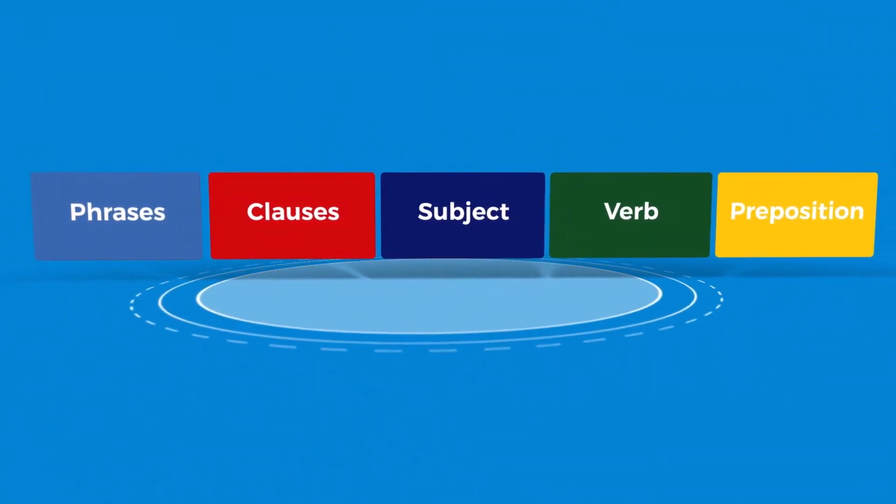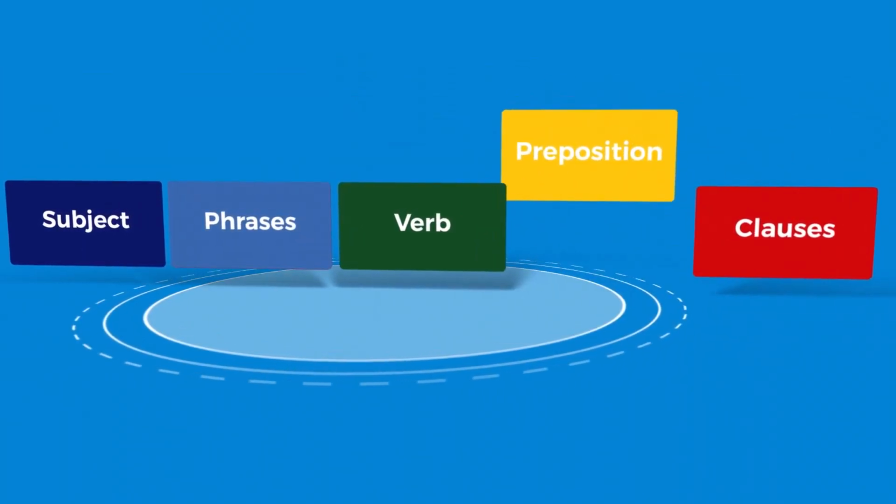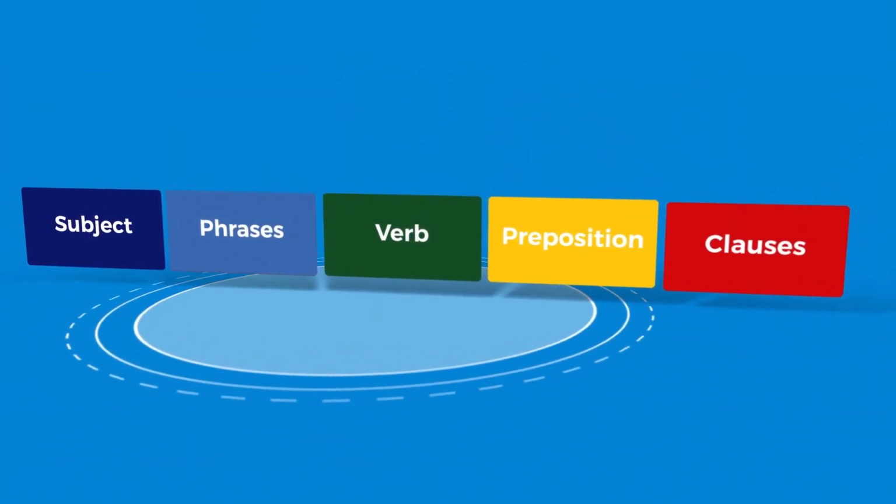Clauses and phrases are basic components you use to write sentences. They can be combined with other sentence parts to build more complex sentences to help you convey your meaning.